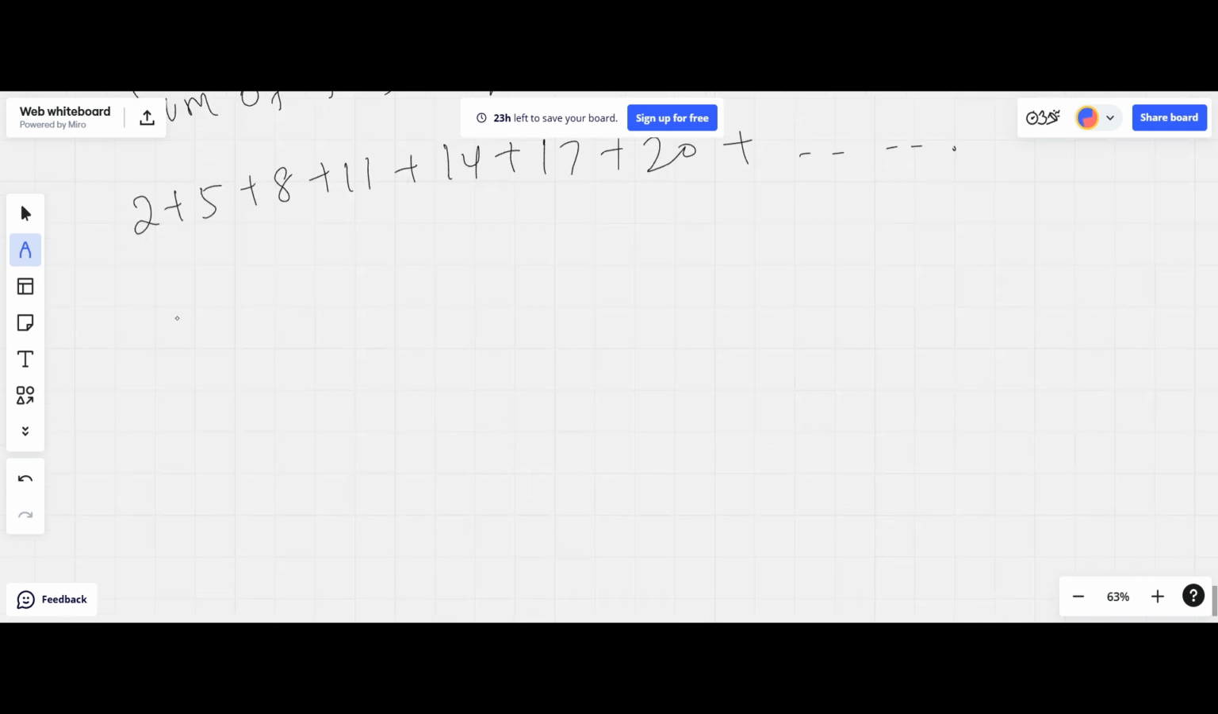You have a formula called Sn. S means sum. Sum of n terms is equal to n by 2 into 2a plus n minus 1 into d.